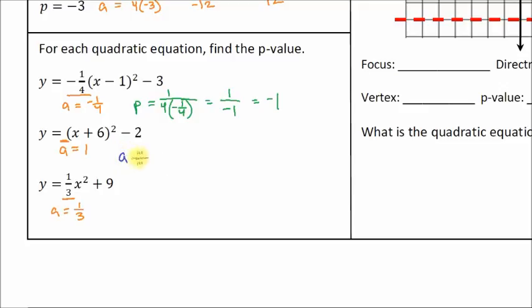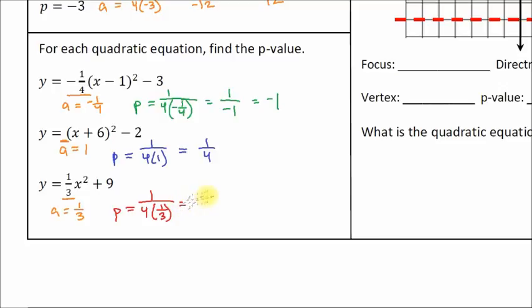Okay, in this case we're not looking for A, we're looking for P. The P value is equal to 1 over 4 times 1. That's an easy one. That's just 1/4. And then for the last one, our P value is going to be 1 over 4 times 1/3.